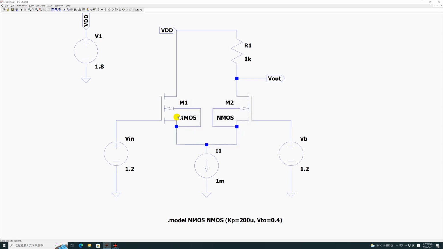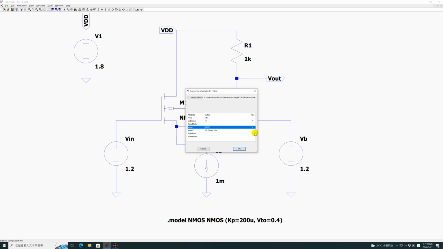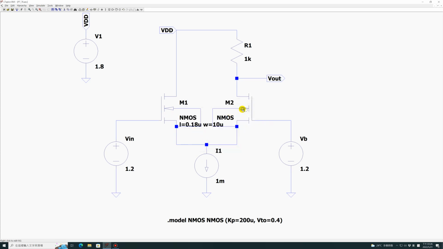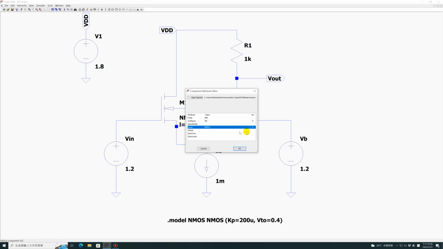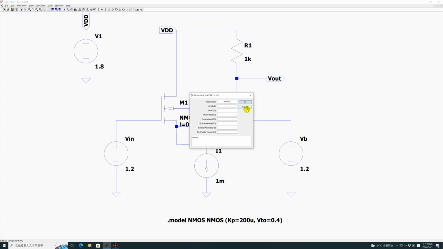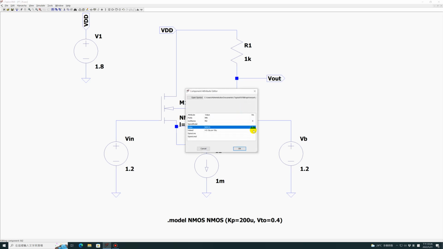Okay, if I want to get the parameters out, control right click, and then I can show it. So I haven't defined this. This is 0.18, and this is 10 micron. Again, plot it out.